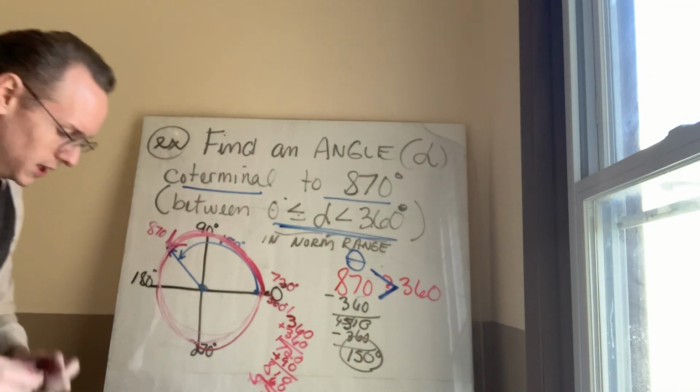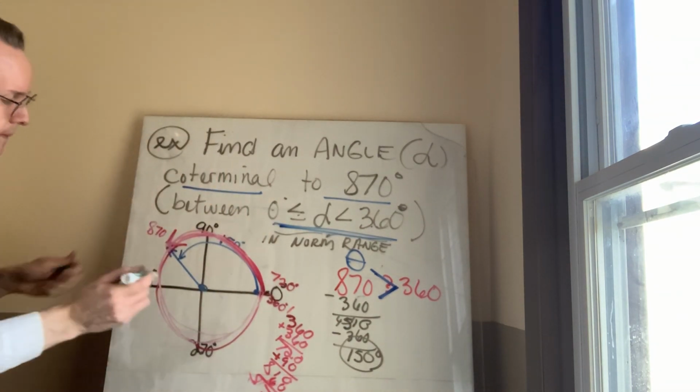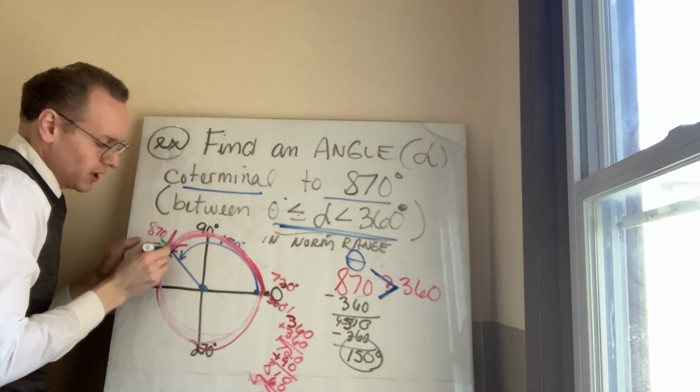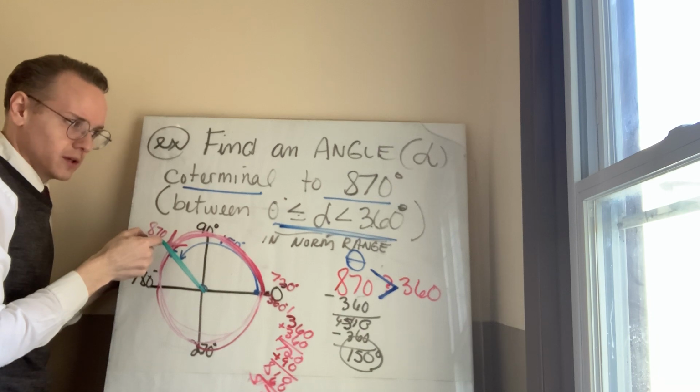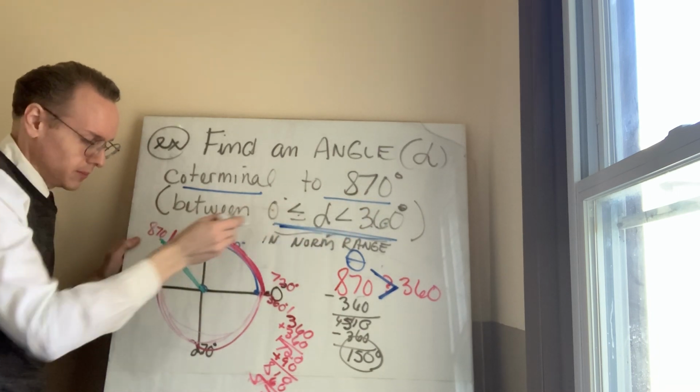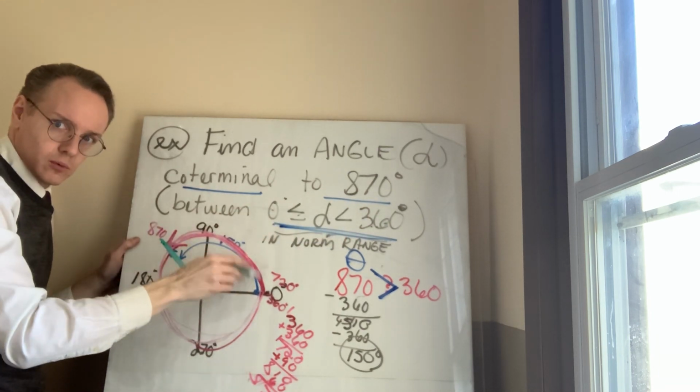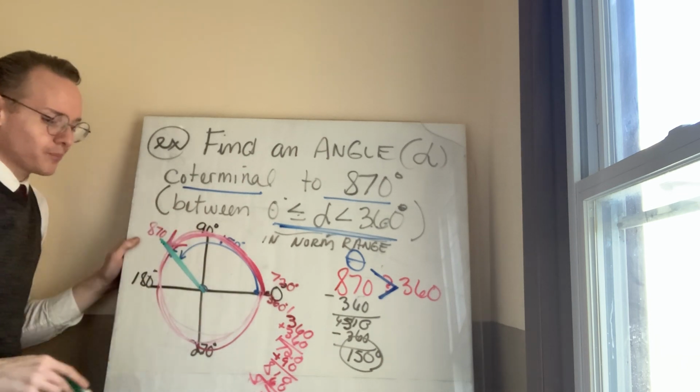The bottom line is the terminal side, which I'm highlighting in green here, is 150 in the normal range, but it's 870 if you rotate several times through it.